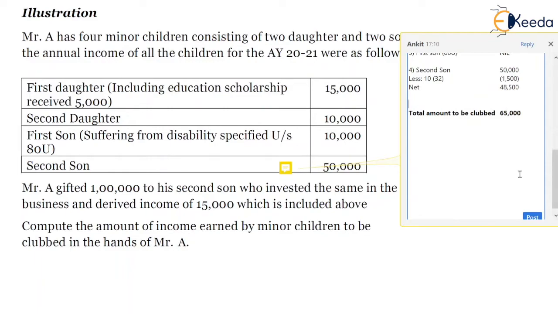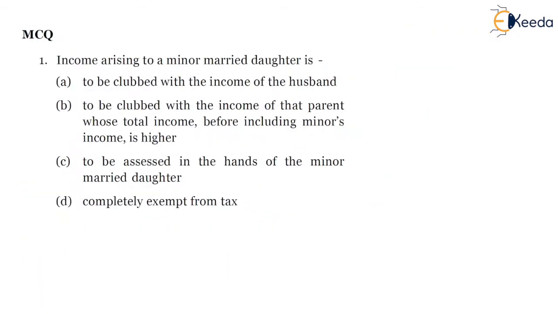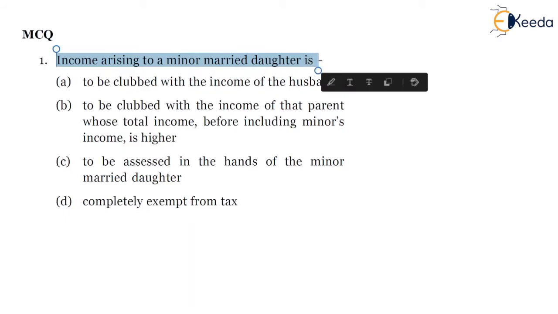Correct. So friends, this concludes this part of the illustration, and we have concluded all the parts of the illustrations. This was the last illustration, and thereafter we will be continuing with MCQ questions. Now friends, starting with the first MCQ. Income arising to a minor married daughter. A minor married daughter will be similar to a minor daughter or a minor son. So income will continue to be clubbed in the hands of either of the parents whose income is greater. Correct. So no change in treatment as compared to a minor son or a minor daughter in the case of a minor married daughter.